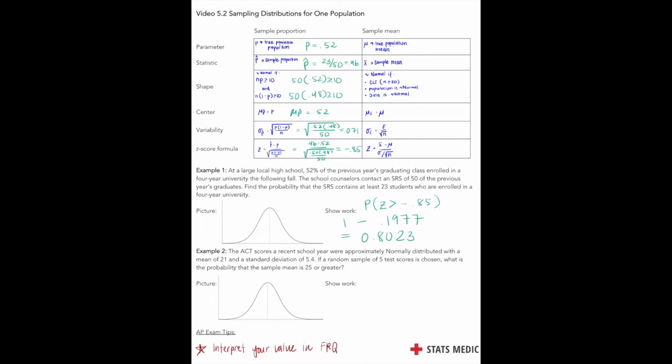Okay, so the value I got for negative 0.85 was 0.1977. In terms of the graph, I am going to put my mean in the middle, which is 0.52. I'm going to shade above 0.46, and then I have to also make sure that I label my graph.